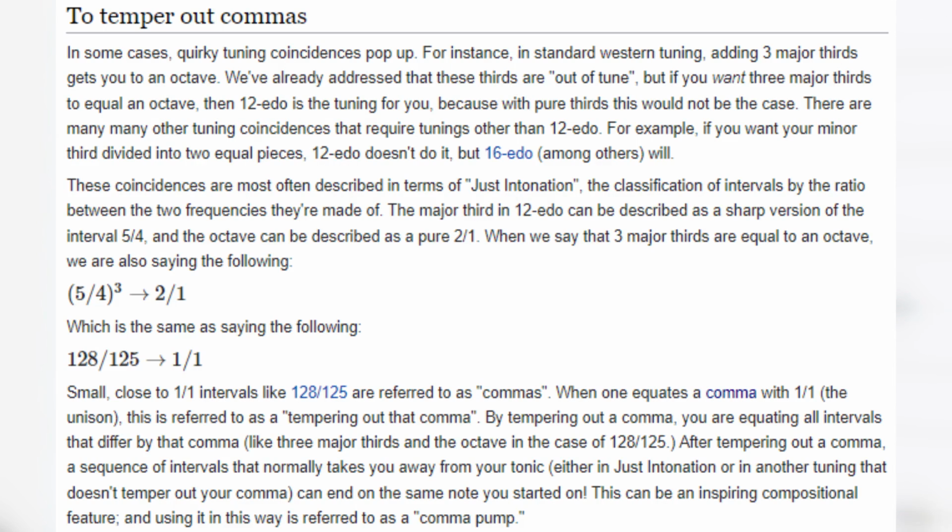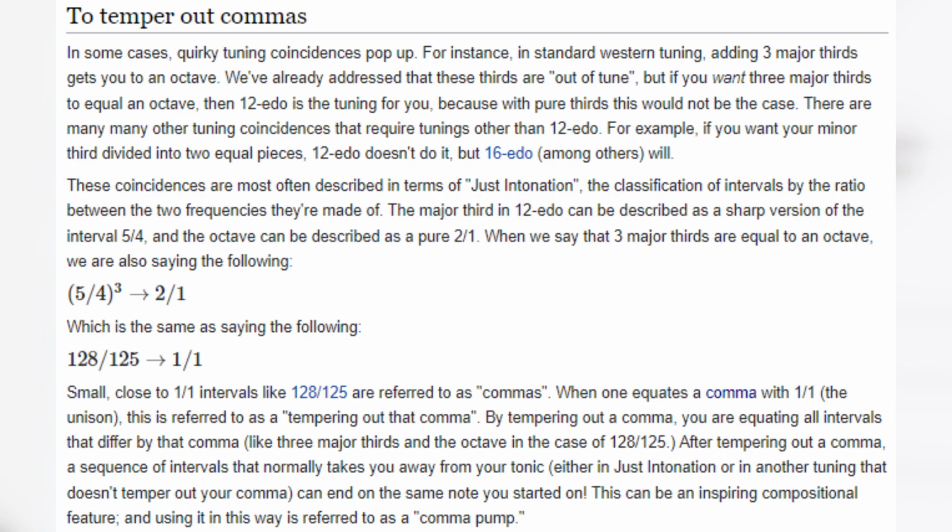When we say that 3 major thirds are equal to an octave, we are also saying the following. 5/4 to the third power is equal to 2/1, which is the same as saying the following. 128/125 is equal to 1/1. Small intervals close to 1/1, like 128/125, are referred to as commas. When one equates a comma with 1/1, the unison, this is referred to as tempering out the comma. By tempering out a comma, you are equating all intervals that differ by that comma, like 3 major thirds and the octave in the case of 128/125.